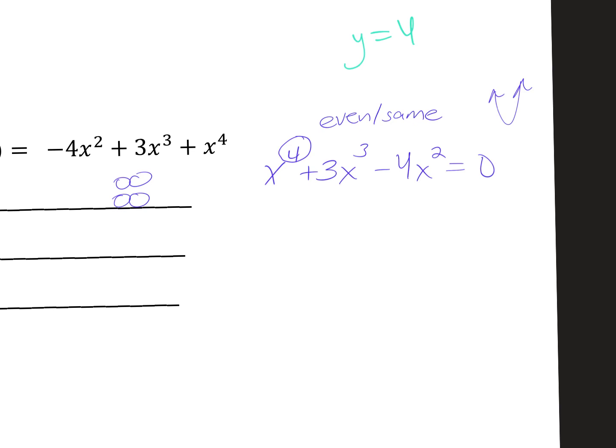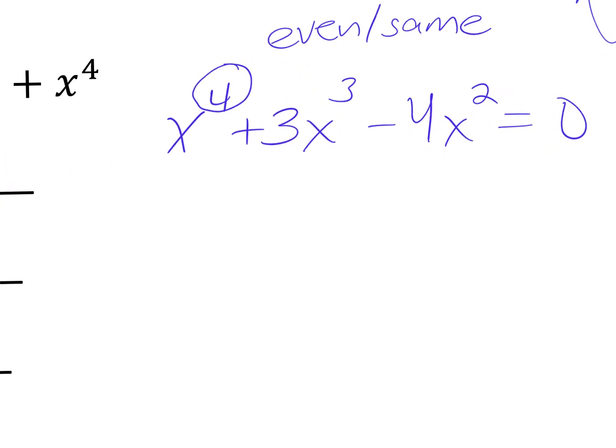So ask yourself this question. You guys should do it every time so you remind yourself: how many answers, how many zeros, should you have? 4. Okay, let's just remember that. If I'm going to factor this, what do I take out first? X squared. Okay.